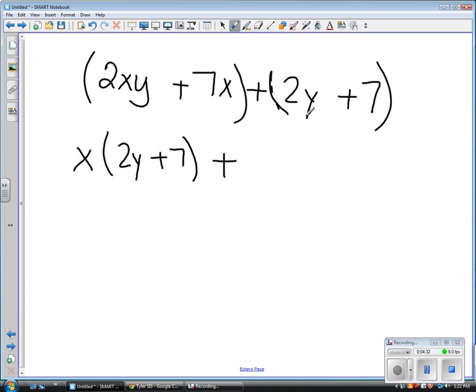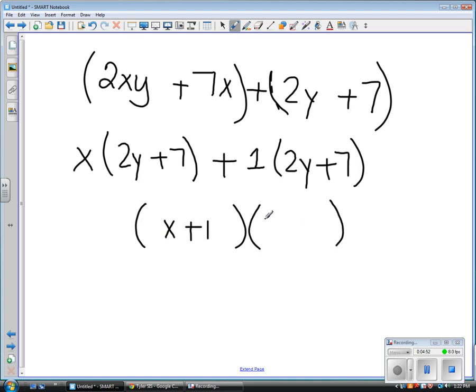Okay. Anything in the second term? No. So what number's here? 1. And if you need to write 1, so when you go to group this, how is this going to look? What's going to go in this first set? X plus 1. And the second set? Okay. And you do not write the 2y plus 7 twice because it's up there.